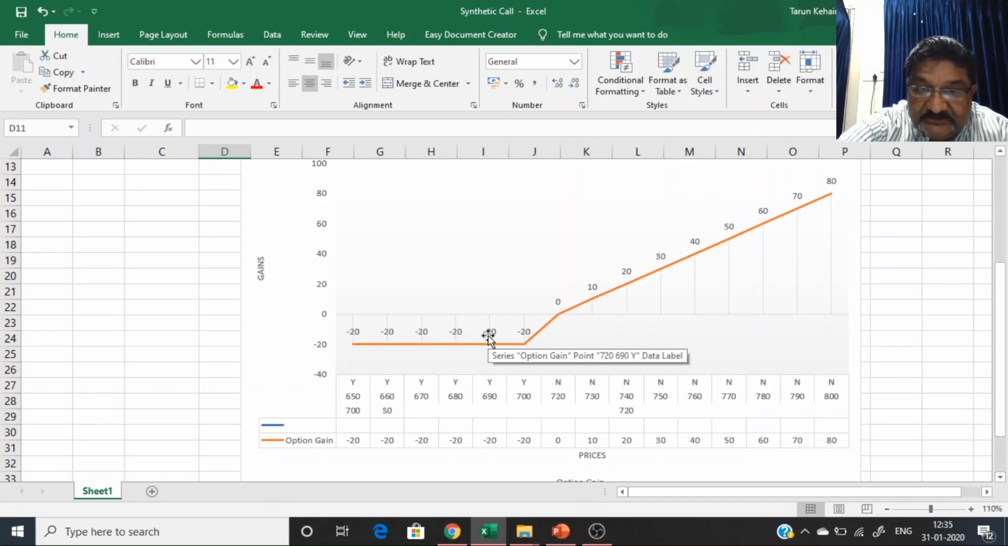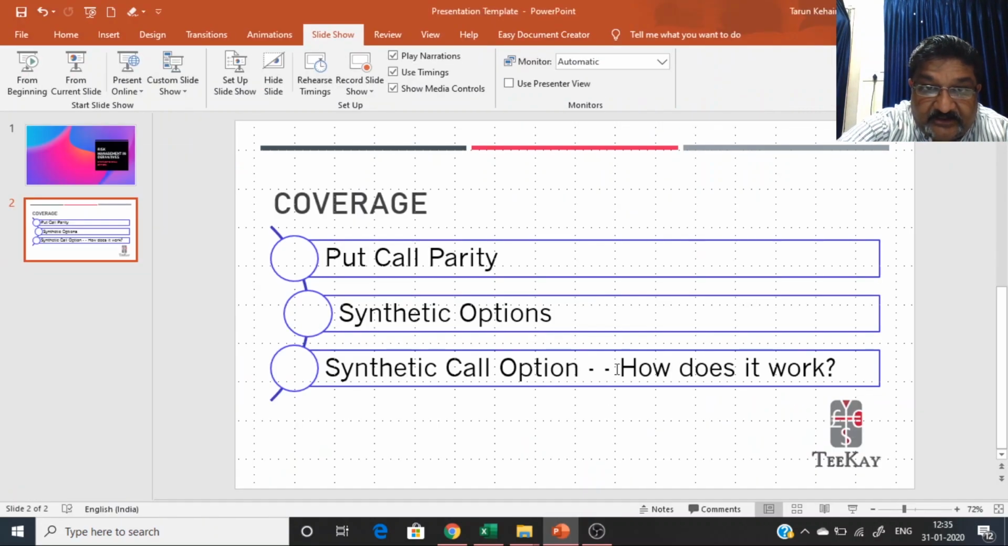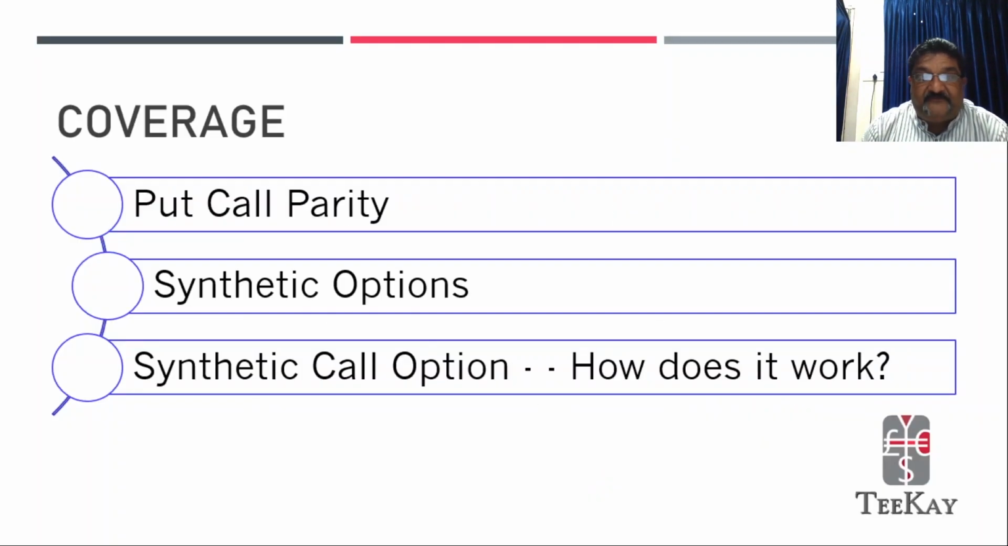Right? So with this, my dear friends, let me go back to the intended coverage, and we have covered the put call parity. I have explained to you what are synthetic options, and I have also explained to you how does a synthetic call option work.